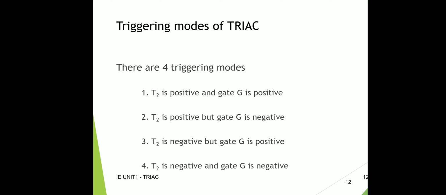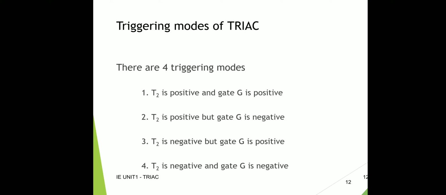Generally, T2 is made positive with respect to T1, and this device can also operate with the gate terminal. By applying voltage at T2 and the gate, we can operate this triac. So we get four combinations. What are those combinations and modes? For a triac, there are four triggering modes.